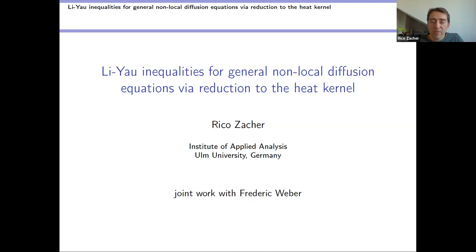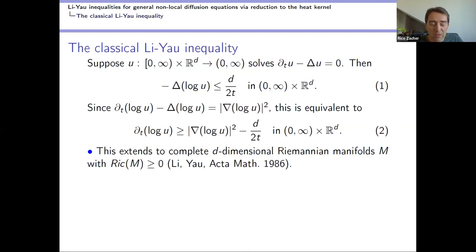To begin with, let's have a look at the classical Li-Yau inequality. Here we look at the heat equation in R^d, d_t u minus Laplace u equal to 0. The statement is the following. We consider a global positive solution u of the heat equation, and then the Li-Yau inequality says that minus Laplace of log u is bounded from above by the dimension over 2t. This is the classical Li-Yau inequality.